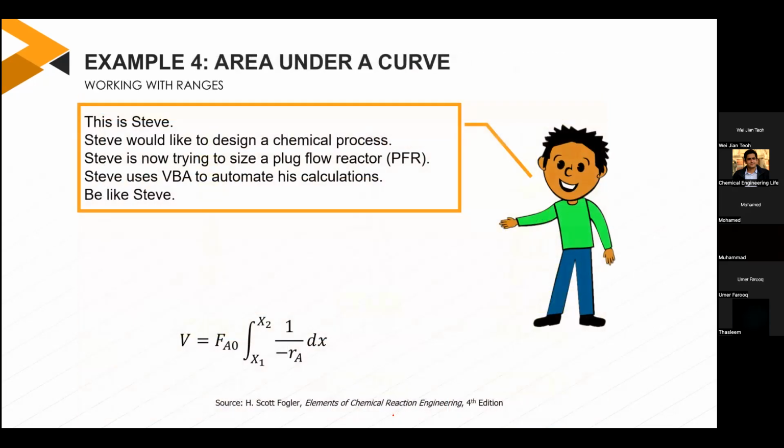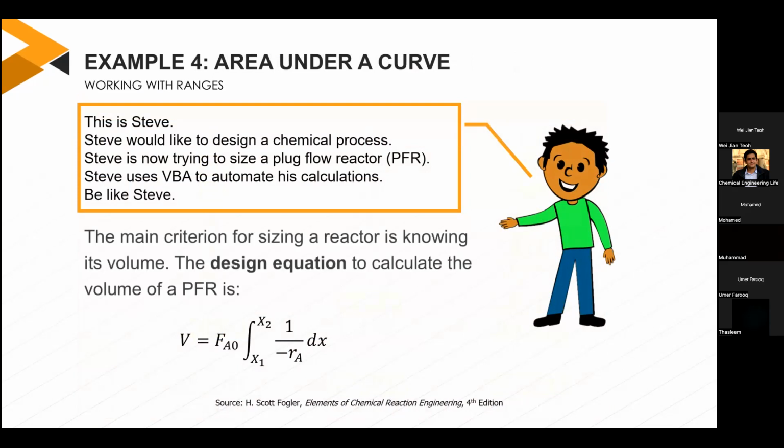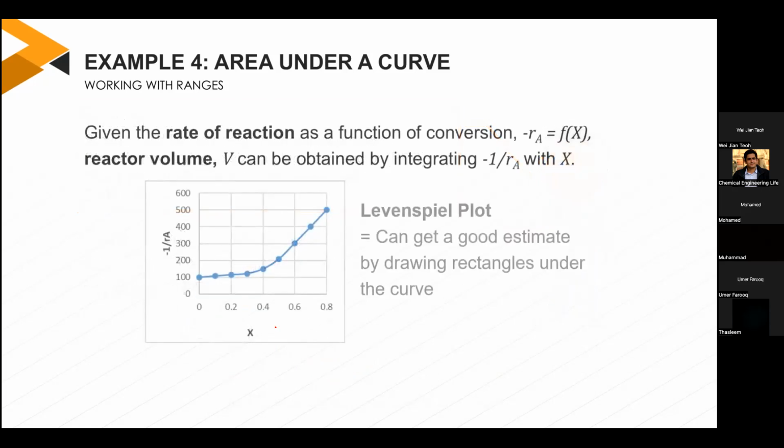The next and last example I would like to show you here is also a numerical method where you can calculate the area under the curve using VBA. If you are talking about designing a reactor in chemical engineering, the equation that we use is usually an integral, and we are not able to solve this directly. We have to plot out the values here, then integrate the equation via a numerical method. And this is known as a Levenspiel plot, so we can actually get a good estimate by integrating the area under the curve.